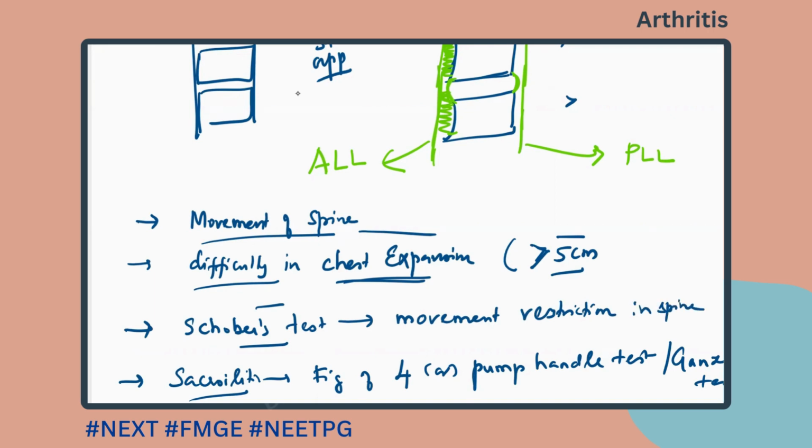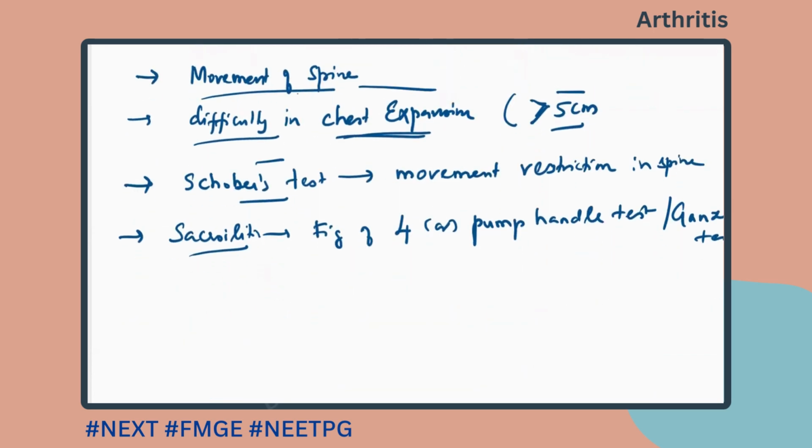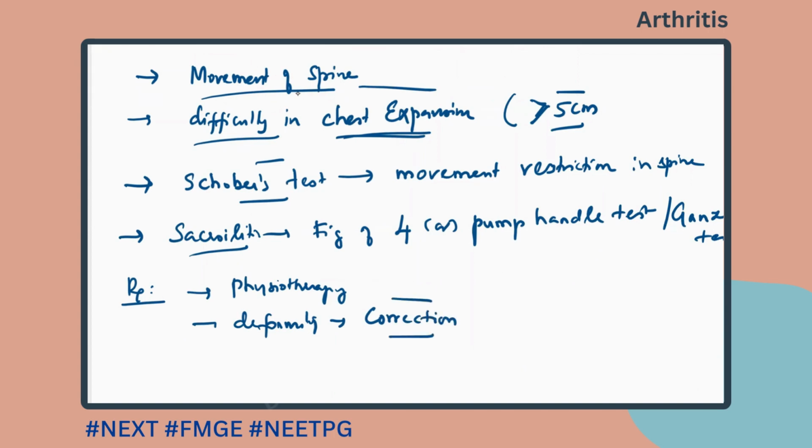These are the various tests that are used in diagnosing ankylosing spondylitis. So how do you treat this condition? This is very difficult to treat. You can give him only physiotherapy. If the deformity is too much, if it is cosmetically and functionally affecting, then the patient can get deformity correction.